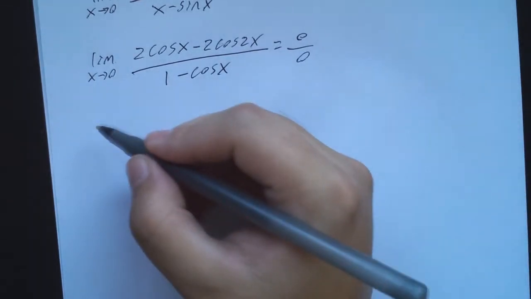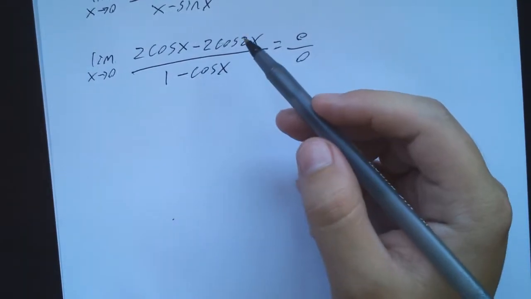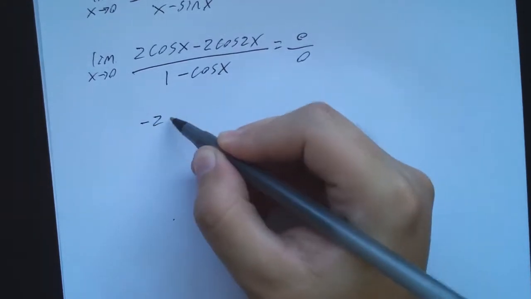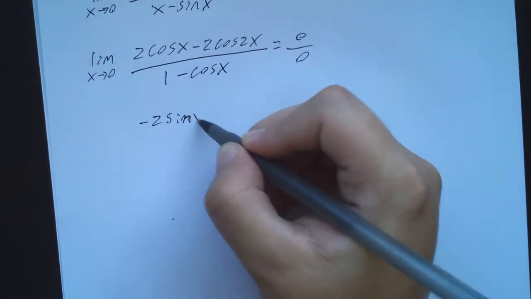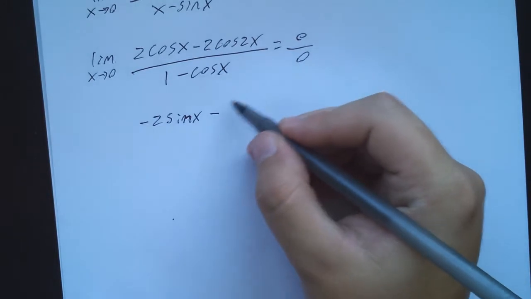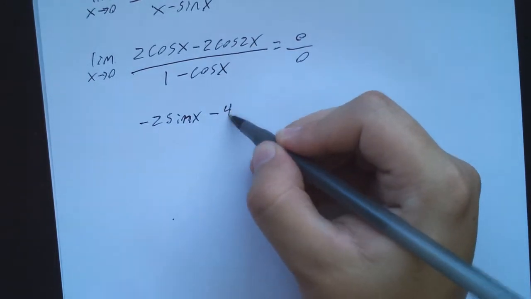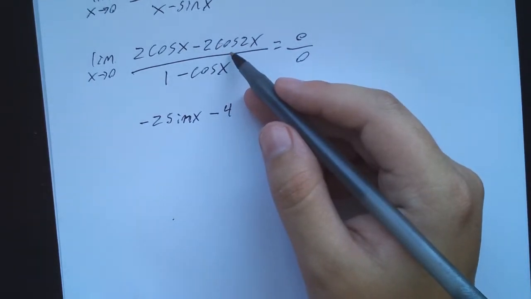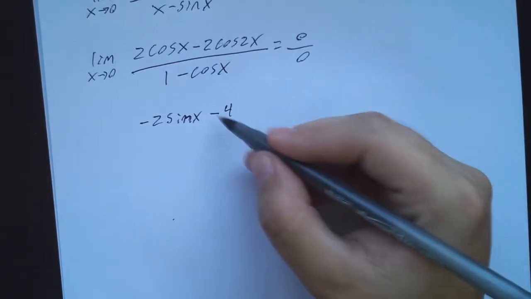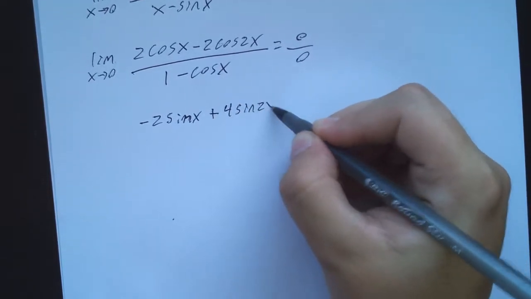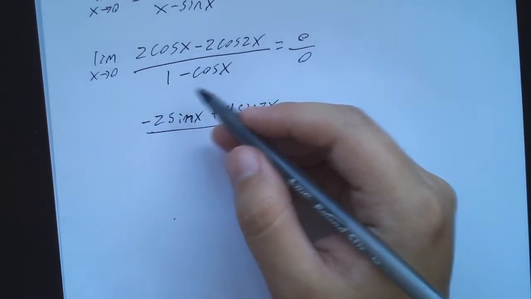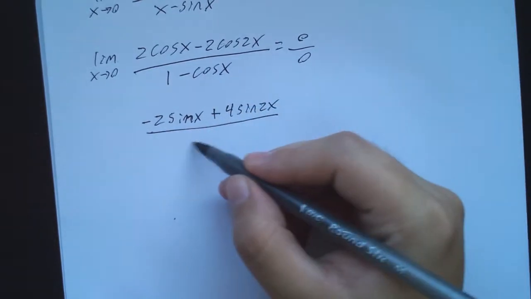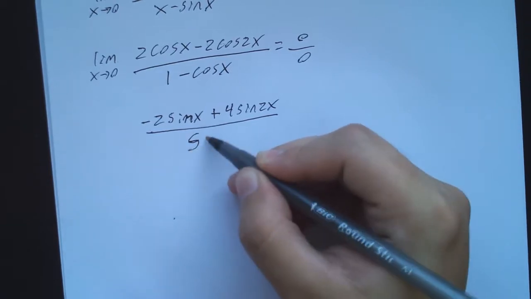Let's try it. Let's find the derivative again of the numerator and the denominator. So this is going to be negative 2 sine of x, minus, the outside is going to be 4, because this is multiplied by the one that is already there. And the derivative of cosine of 2x is negative sine of 2x, so this becomes a positive 4 sine of 2x. Over the derivative of the denominator, which is 0 minus the derivative of cosine of x, which is negative, no, not negative, just sine of x.